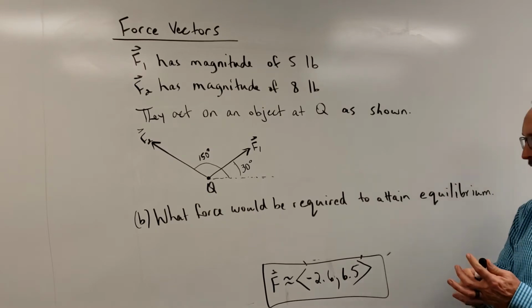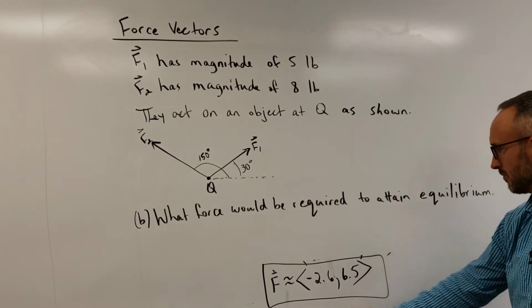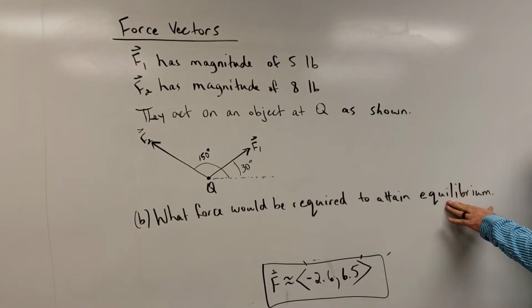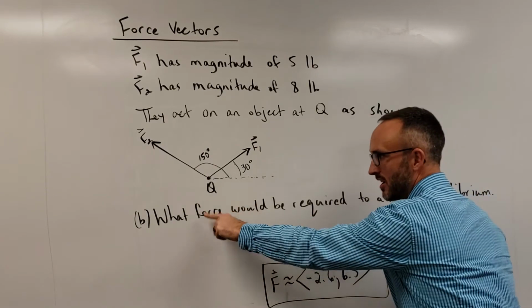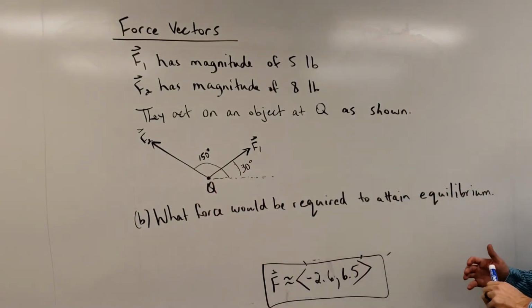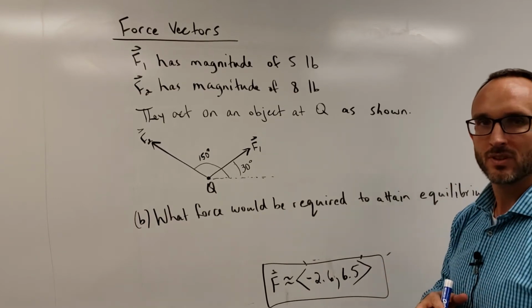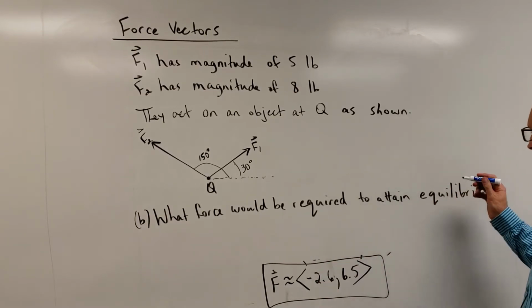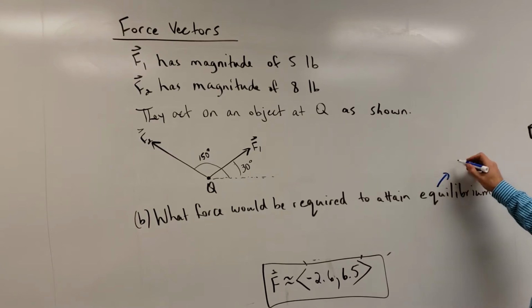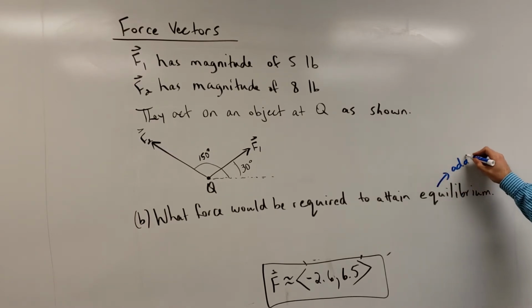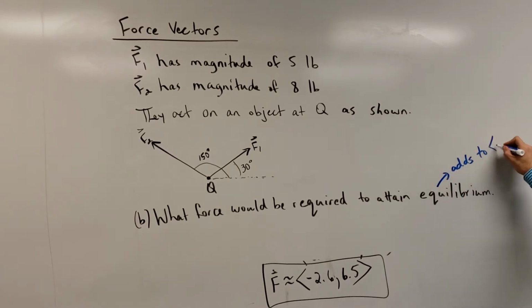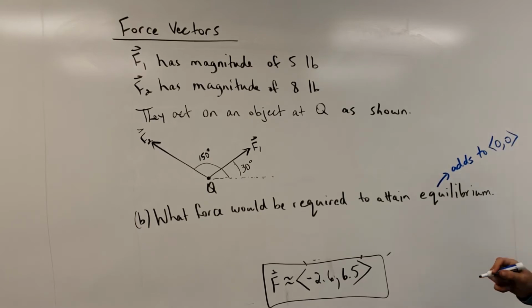So equilibrium means that all of the forces together, so we'd have to introduce another force in this picture, so that all of the forces together would do nothing to the object, right? They would cancel each other out. So equilibrium means everything adds to nothing, which is the vector 0, 0.